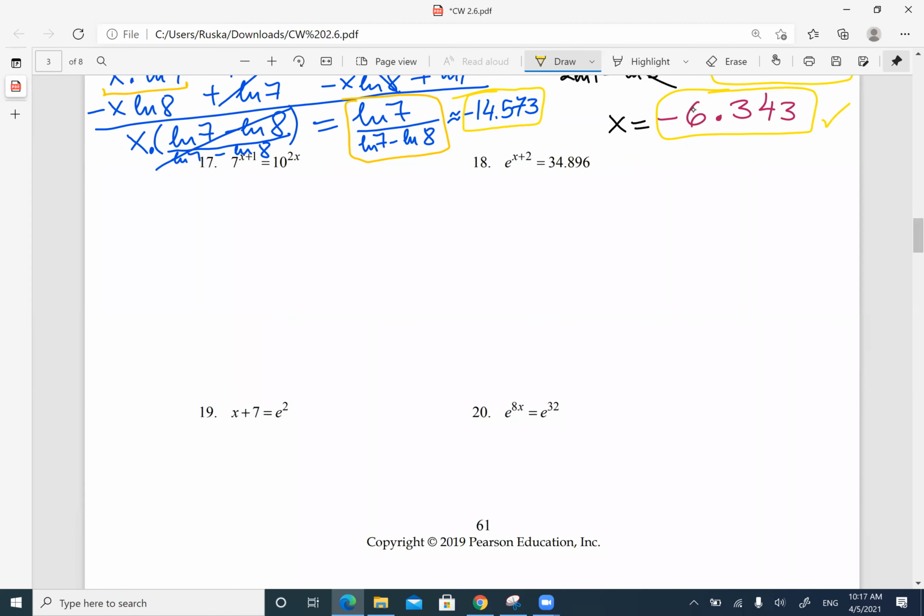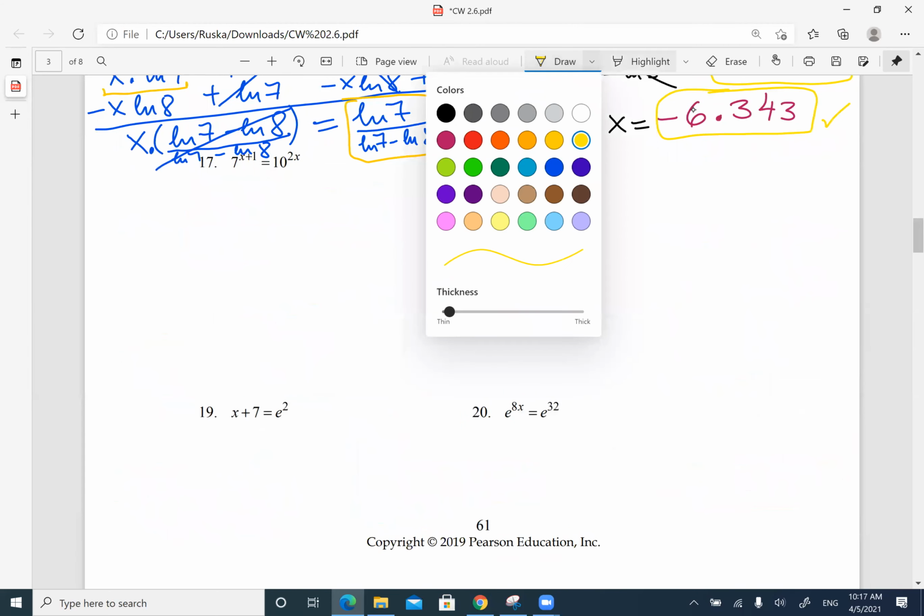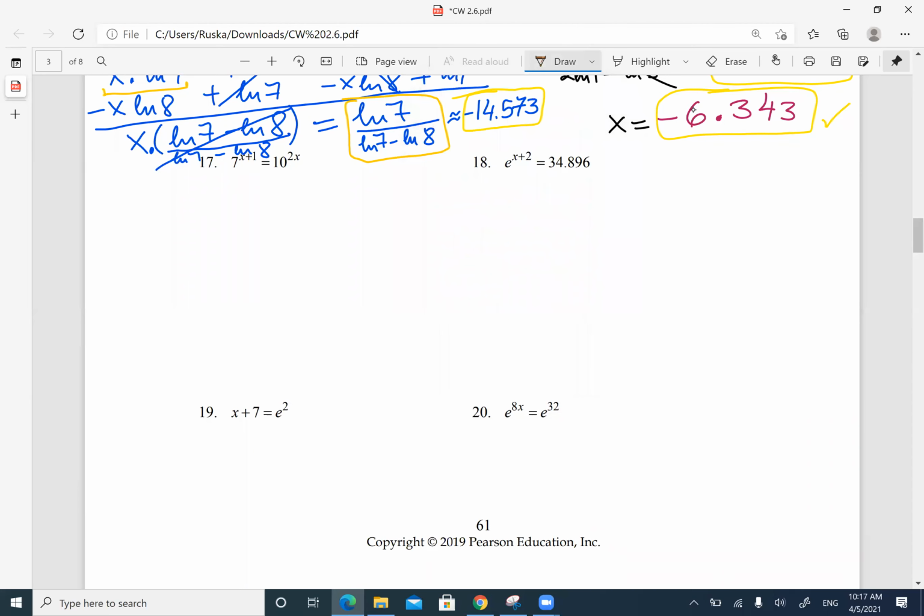So the first one is 7 to the x plus 1 equals 10 to the 2x. So we're going to take the logarithm on both sides again. You can do ln if you want. Just pick what base you want to take, it doesn't matter. So I'm going to take ln. So I'm going to have ln of 7 to the x plus 1 equals ln of 10 to the 2x. And then the exponents are going to go in front. So it's going to be x plus 1 times ln 7 equals 2x ln 10.